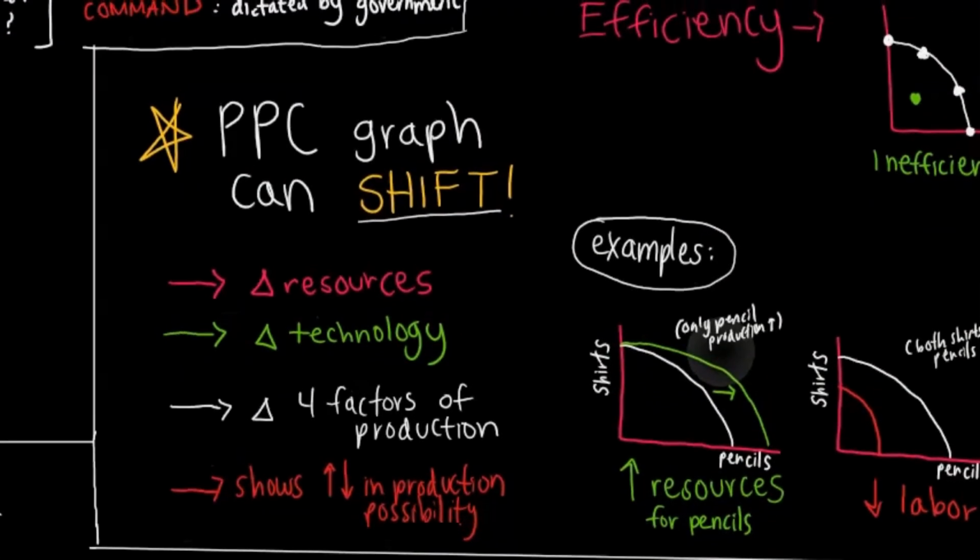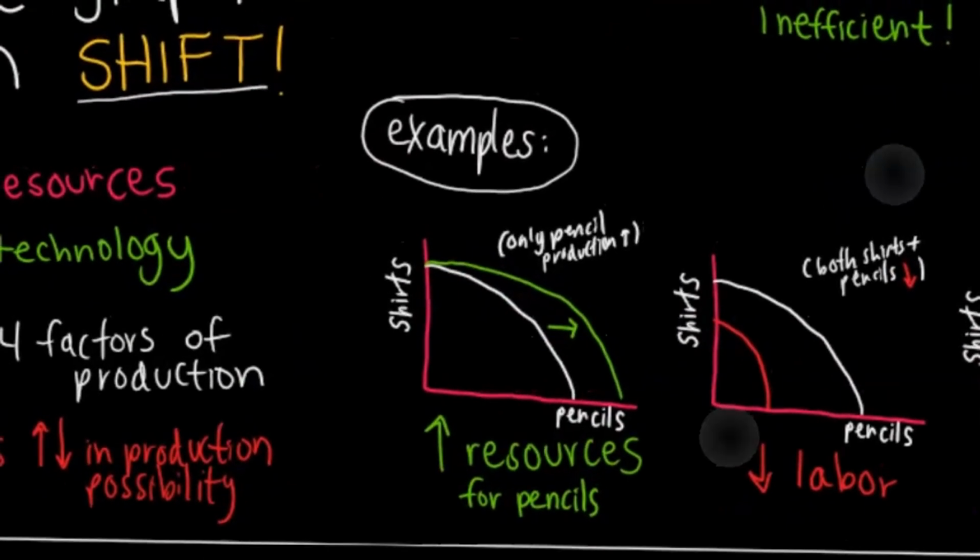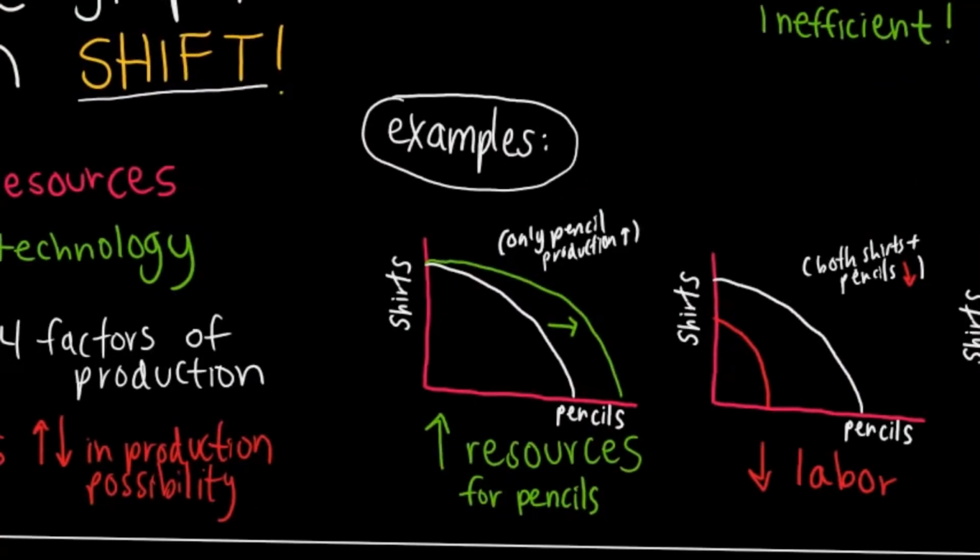Here's the thing with graphs: graphs can shift. The PPC can shift based on, most commonly, a change in resources, a change in technology, or really any change in the 4 factors of production. The shifts in the PPC show you an increase or decrease in production possibility.